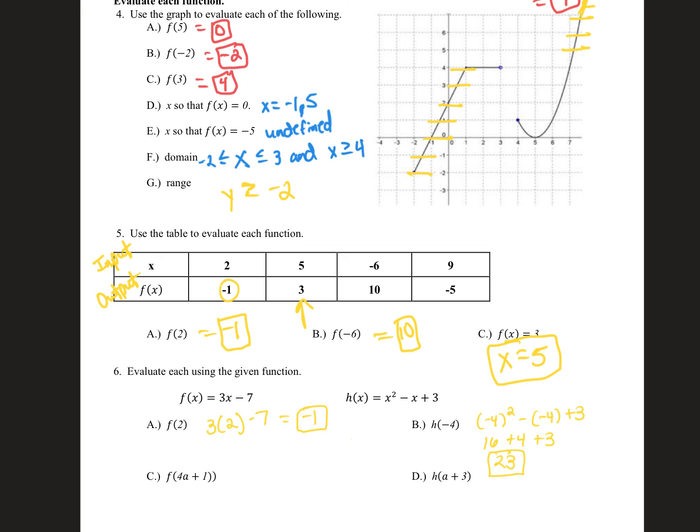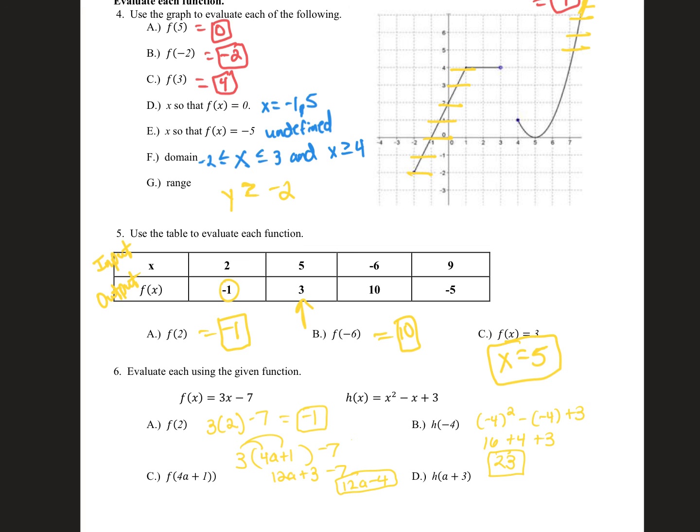Letter C, this time we have a variable that we're plugging in, 4a plus 1, into our function f. So my function f is 3x minus 7 again. So I'm going to put parentheses around x, and I'm plugging in 4a plus 1 and subtract 7. So we got to distribute. 3 times 4a is 12a plus 3 minus 7. Combine like terms, we get 12a minus 4.